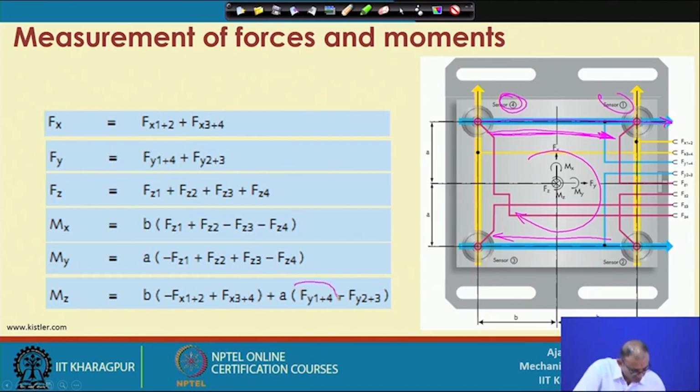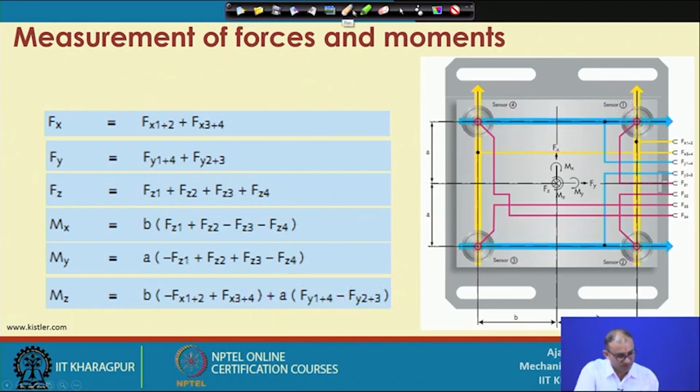So, this is the Fy, where 1 and 4 are positive, and they are located from the sensor at a distance. Coming to this direction, it is moving in this direction, so this direction and this direction are opposite to each other. So sensors 2 and 3 in the y direction will give a negative. Here 2 and 3 are negative, and they are located at a distance. So, this part is over with respect to y.